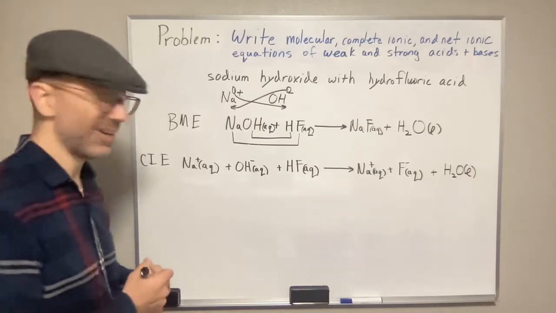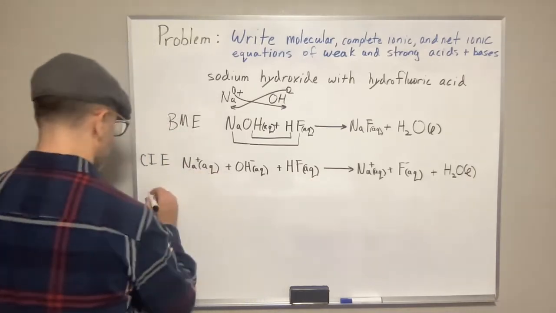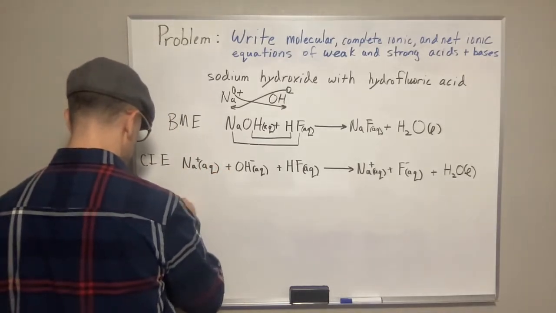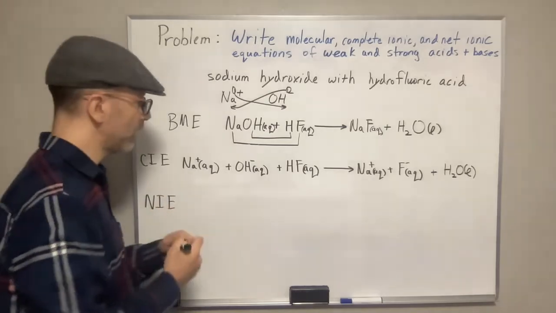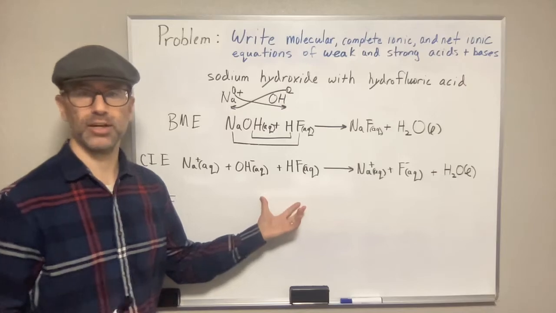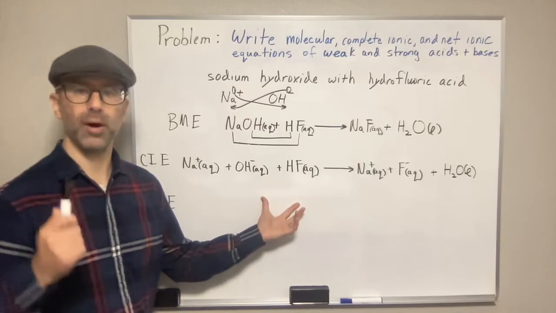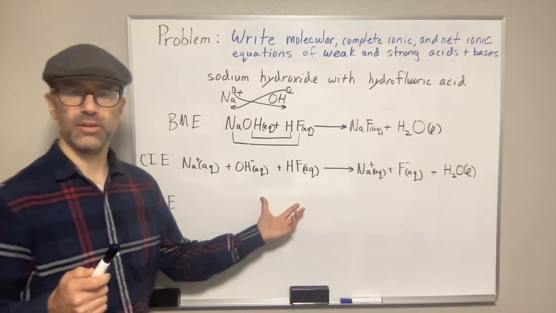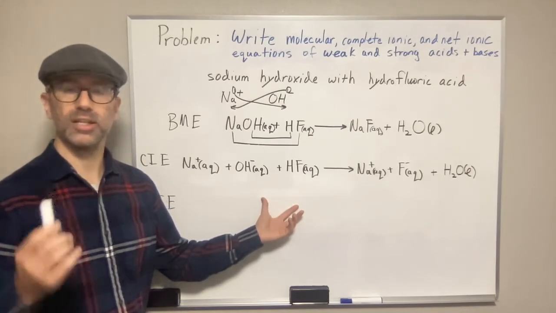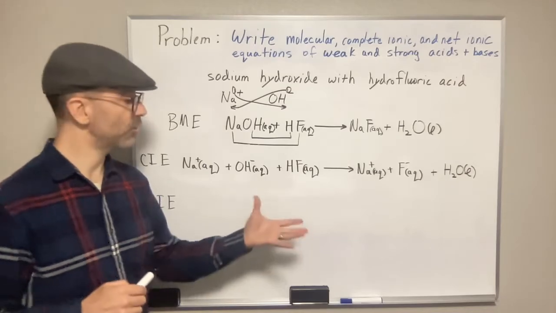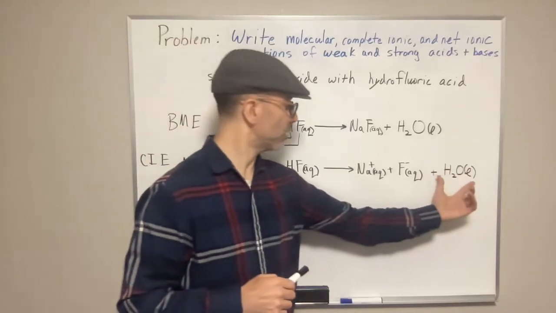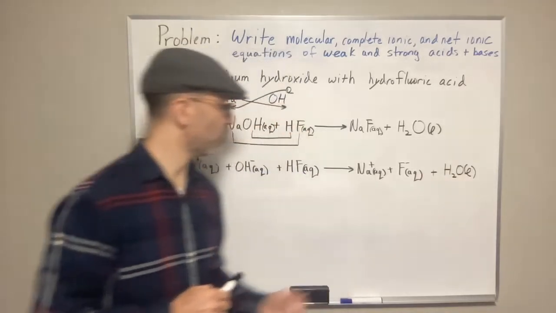Now, when we do our net ionic equation, when you're writing your net ionic equation, you've got to remove what are called the spectator ions. The spectator ions are those ions that are not part of the reaction. A couple of ways you could figure out what the spectator ions are: one, you could look at what products are being formed. So we have water, right? So water is being formed here.